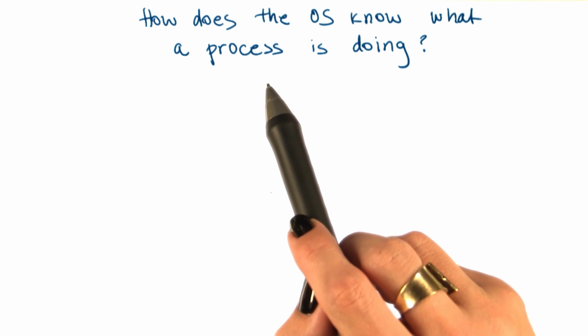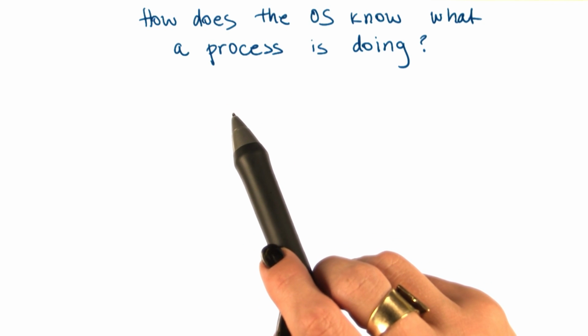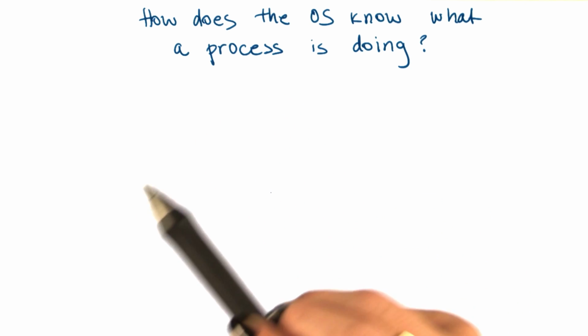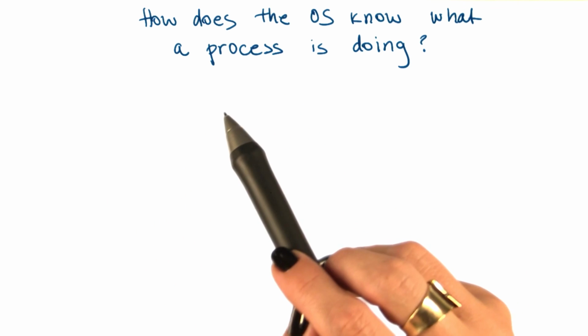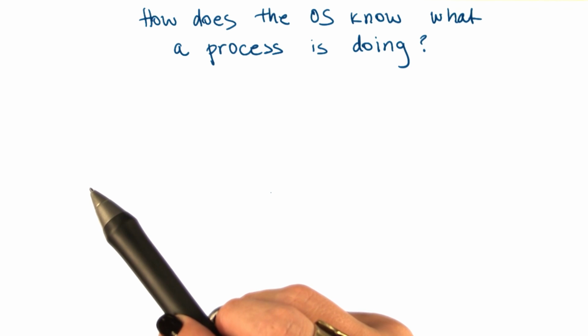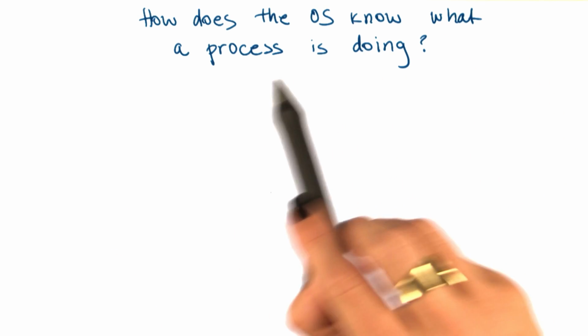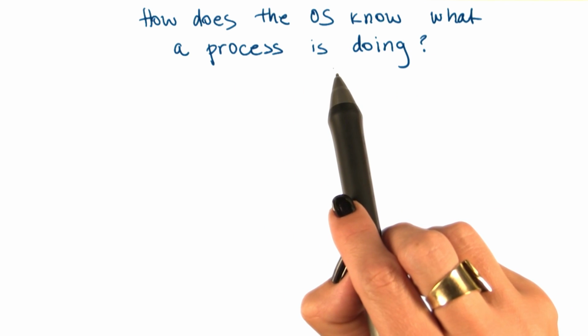For an operating system to manage processes, it has to have some kind of idea of what they're doing. If the operating system stops a process, it must know what it was doing when it was stopped so that it can restart it from the exact same point. So how does an operating system know what a process is doing?